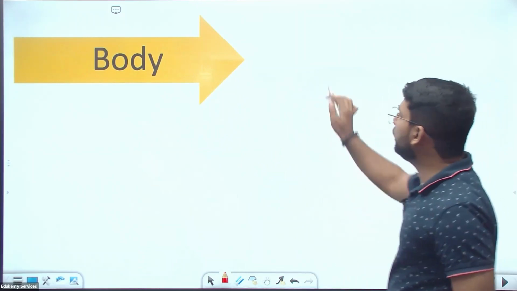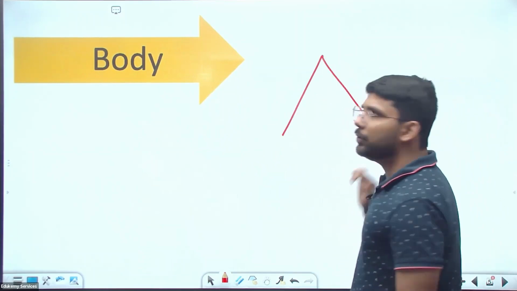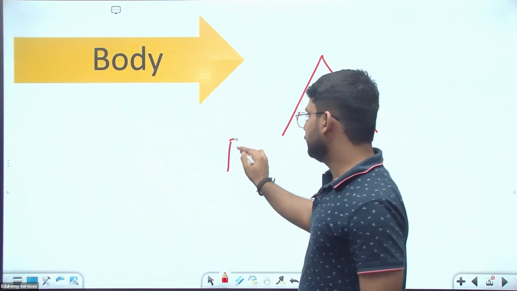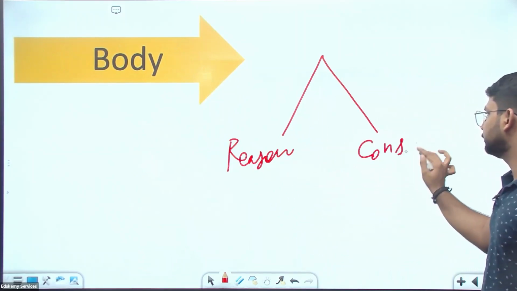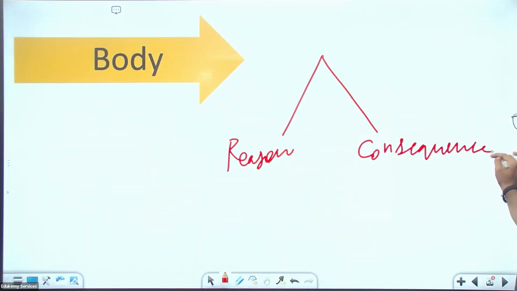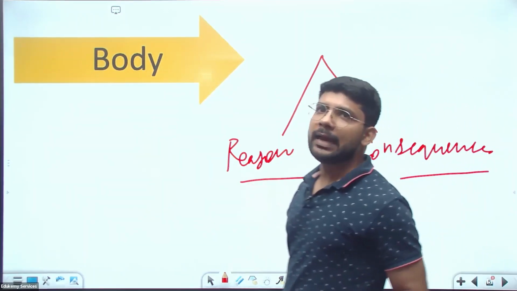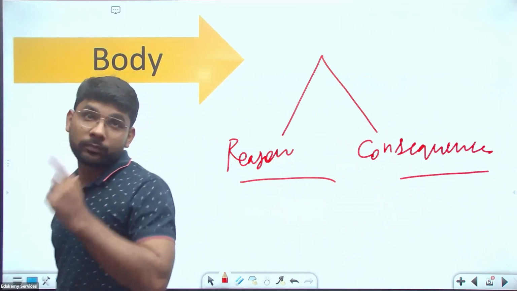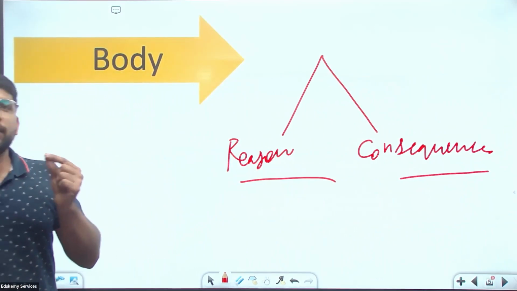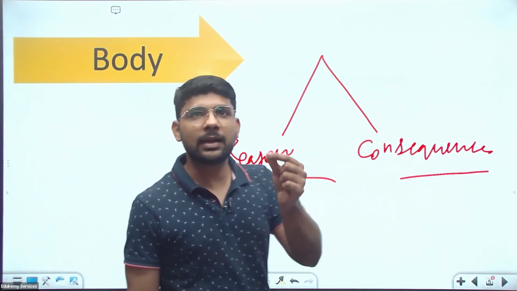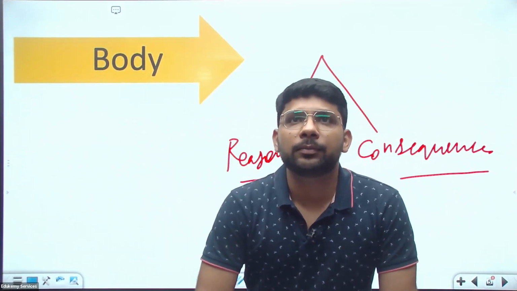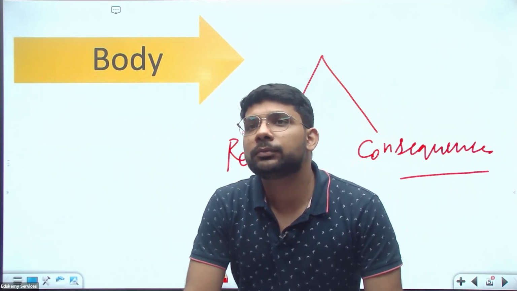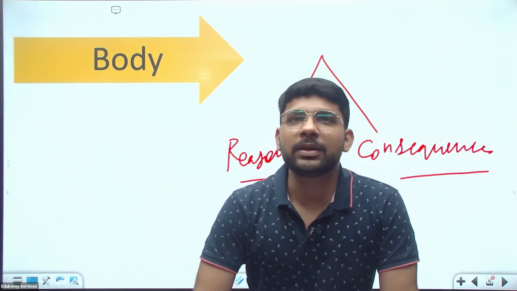Okay, so now come to the body part. In the body part, we will divide the body into two parts. One is the reason. Second is the consequences. First is the reason and the second is the consequences of the dead zone. So in the reason, what can be the reasons? Anybody can tell me. Vishal, Amit, Priya, Anju, anybody. You can mention in the comment section.